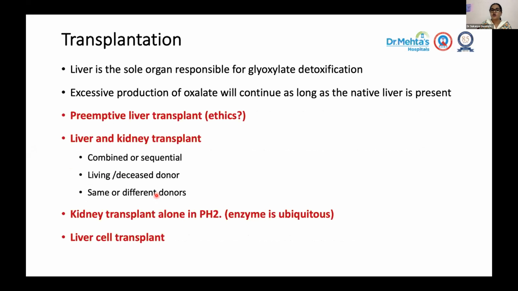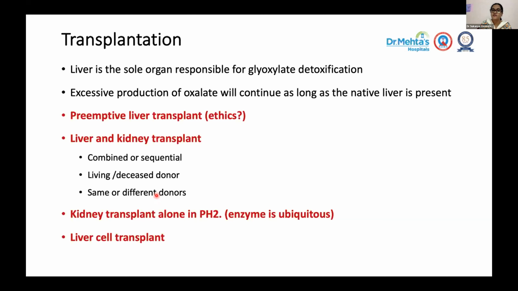As the liver is the sole organ responsible for this glyoxylate, unless you change the liver, this disease is not going to get better. So excessive production is going to continue as long as the liver is there. So preemptive liver transplant prior to onset of kidney dysfunction has been variously described, however, the ethics of doing a kidney or liver transplant in a child and putting them on lifelong immunosuppression is being questioned.